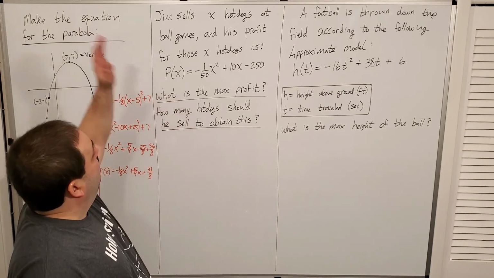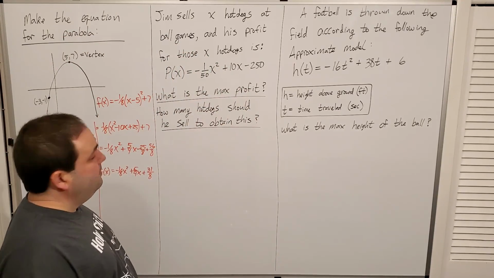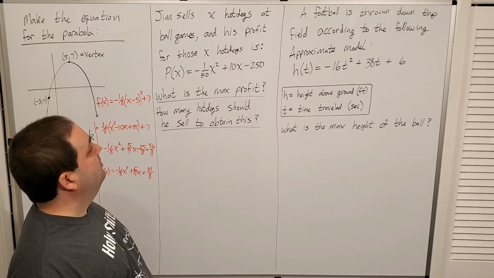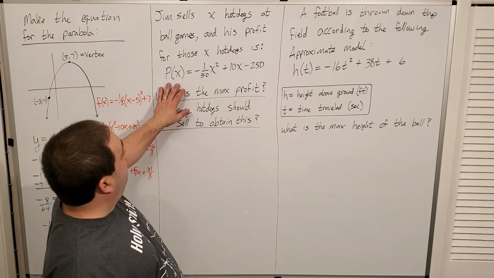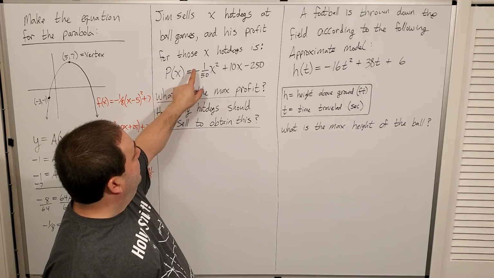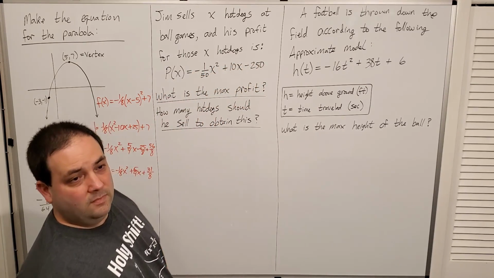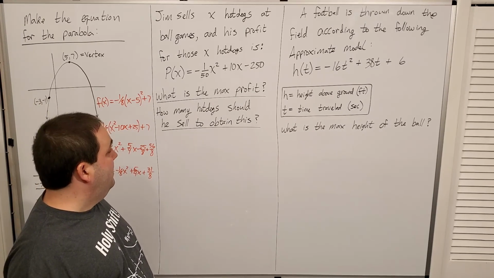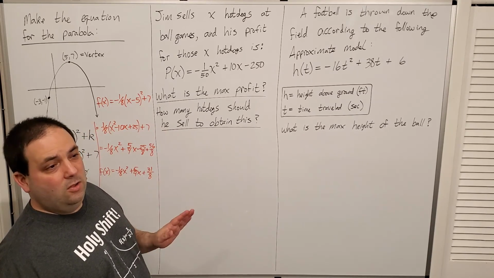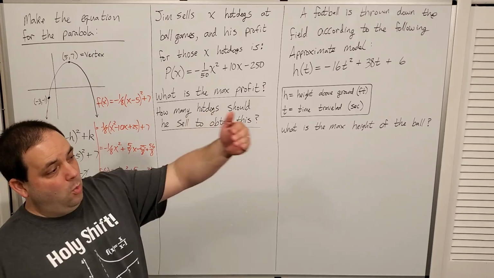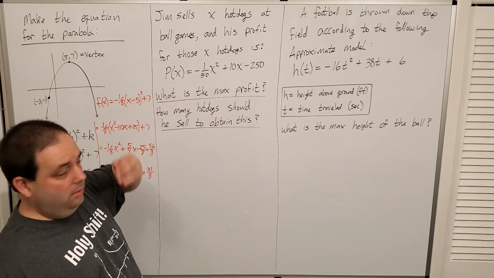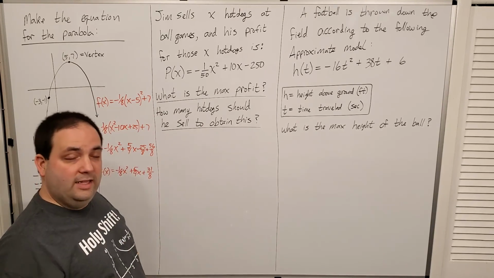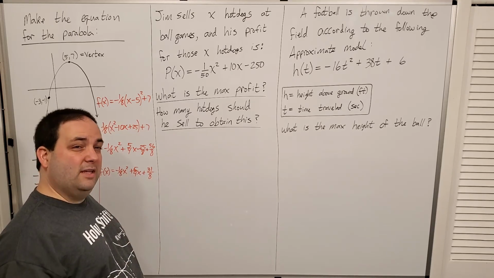Now, a couple of word problems here. Jim sells an X amount of hot dogs, and when he sells those X hot dogs at whatever ball game he's at, his profit for those X hot dogs is given by this equation. The question is, what is the maximum that his profit can be, and how many hot dogs specifically should he sell to reach that maximum? You don't want to go overselling and you don't want to undersell. We want to know exactly how many hot dogs he should sell, and then call it quits for the day, and that's how he would maximize his profit.